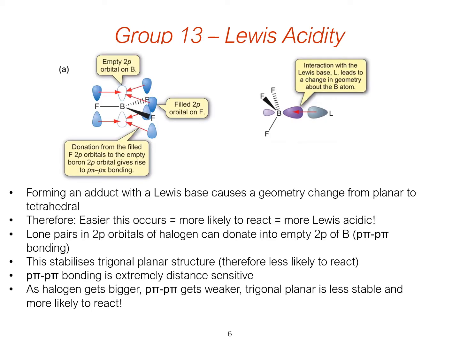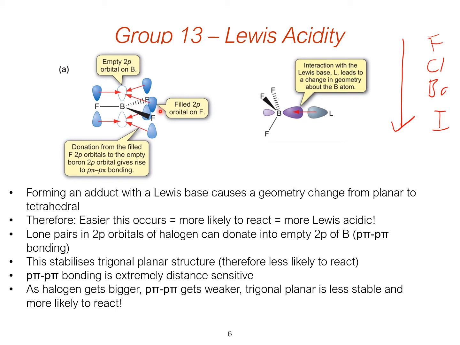In the group 13 video, I was talking about the Lewis acidity of boron halogen compounds, and how as we go down the halogens, the Lewis acidity increases. And what's the reason for this trend? And it was all to do with something called p-pi bonding and how that stabilizes geometric changes.